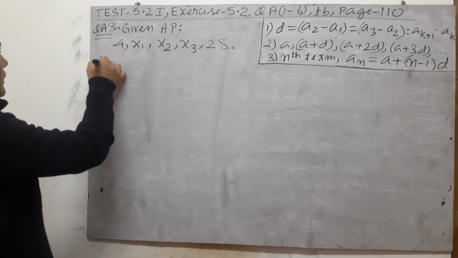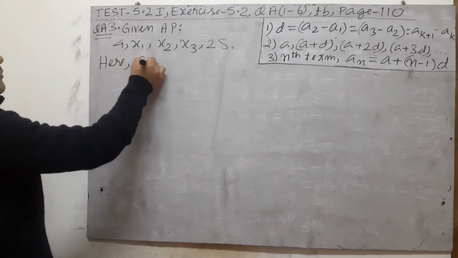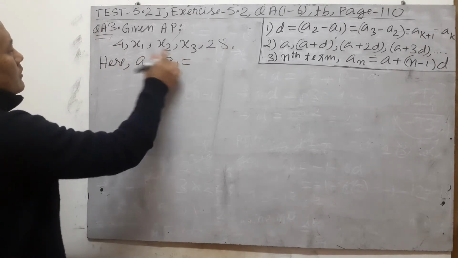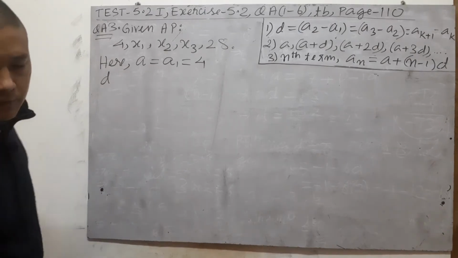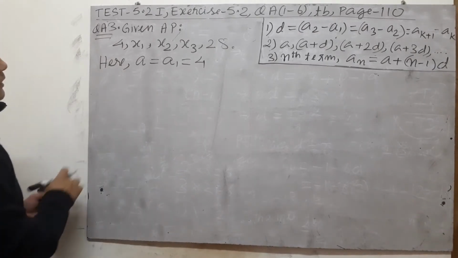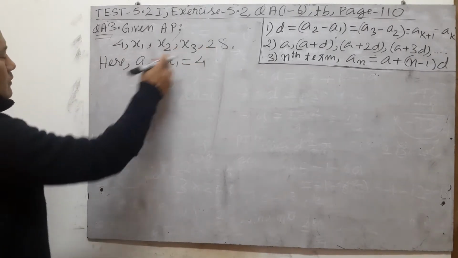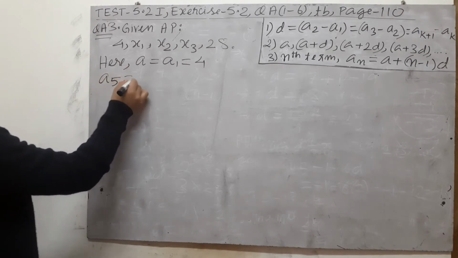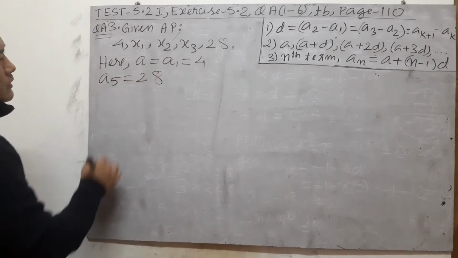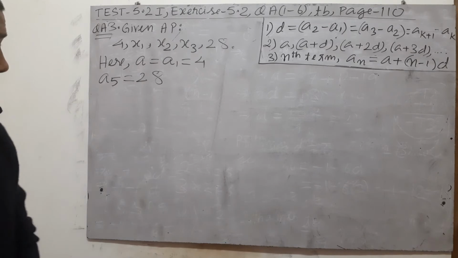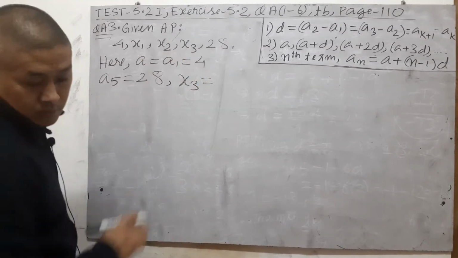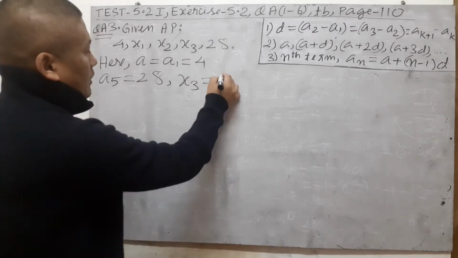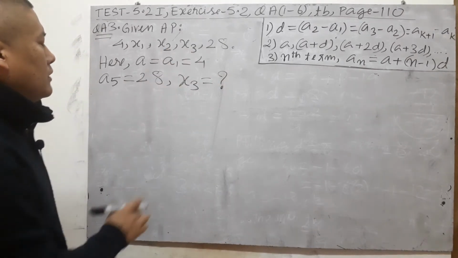So here clearly first term A or A1 is equal to the first number 4. D we can't find now, just wait. Then 1, 2, 3, 4, 5. So A5, the fifth term value, is already given, 28. So we need to find out x3. Look there in your question, x3, question mark means the value of this one.